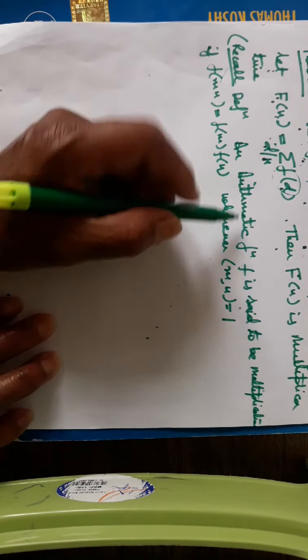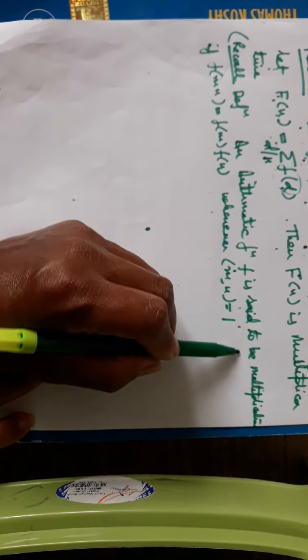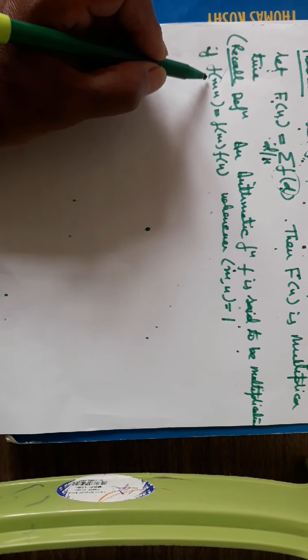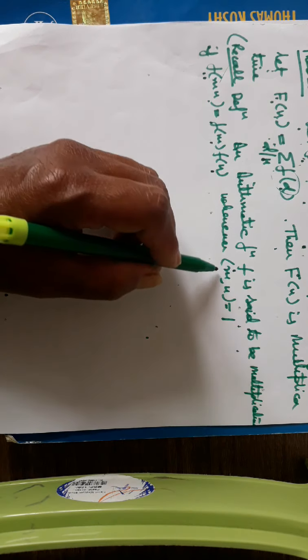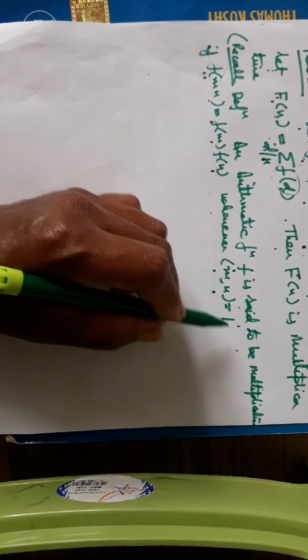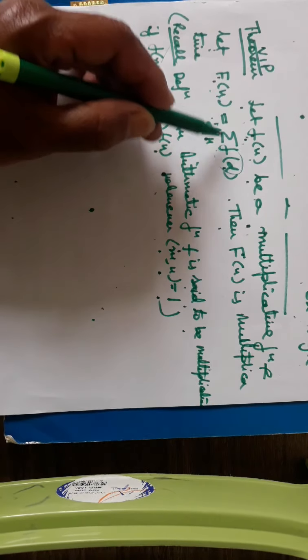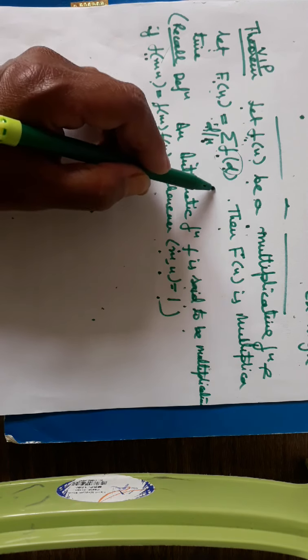By multiplicative function, we mean that an arithmetic function f is said to be multiplicative if f(mn) is equal to f(m) times f(n) whenever GCD of m and n is equal to 1. So with the help of this definition, we are going to show that capital F(n), the summation of f(d) where d runs over the divisors of n, is a multiplicative function. So let us see the proof here.